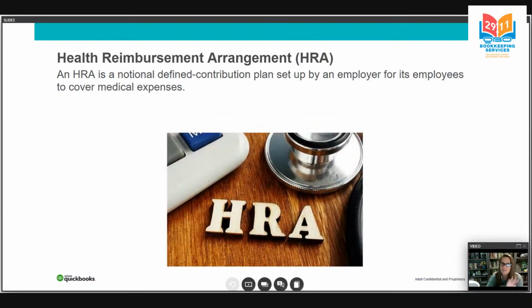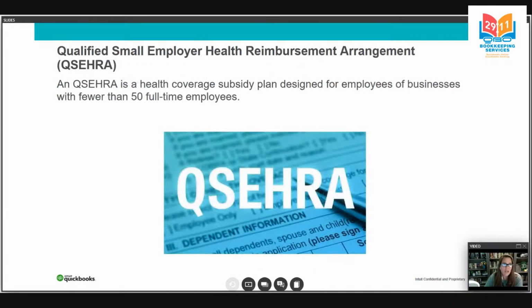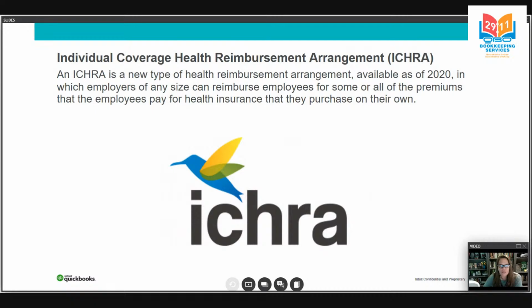Again, you can find a lot more about all of this by doing your research or talking to somebody who really is an expert in offering these benefits. An HRA is a health reimbursement arrangement. This is a notional defined contribution plan. It's set up by the employer for the employees to cover any medical expenses. And then we have the QSEHRA. Do you love all of these acronyms? This is a health coverage subsidy plan designed for employees of businesses that have fewer than 50 full-time employees. And you can look up all the limits on these and find out all the details if you need to.